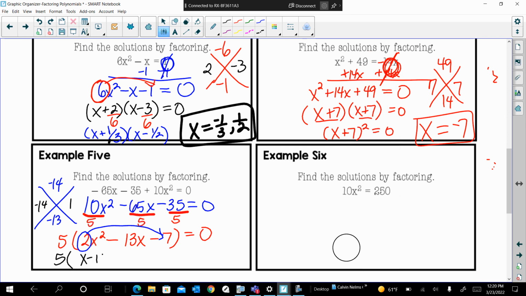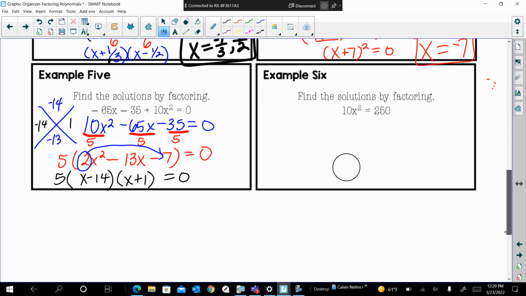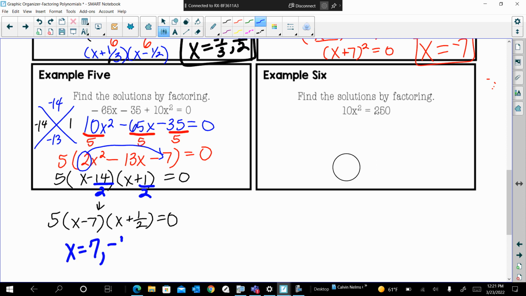We got x minus 14 and x plus 1 equal to 0. But because we slipped and slid, we have to now divide by that coefficient. So we're dividing by 2. So this can be simplified to x minus 7. And this one is just going to be x plus 1/2. And our x in this problem is the opposite of what we see. So x equals now a positive 7 and a negative 1/2.